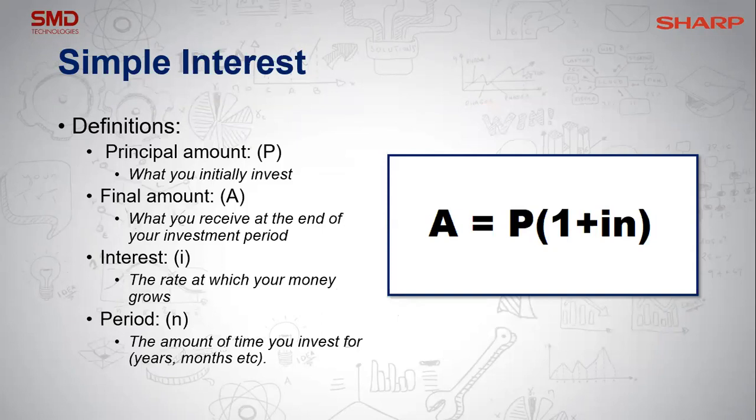So your P is what you put in originally. It's how much you want to invest at the starting point of your investment. Your A is the final amount that you receive. So it's what you're getting out after however long you leave your money in that investment account for. Your interest is the rate. So it's the percentage that the bank or whoever is willing to pay you to borrow or keep your money safe. And then of course the period is the amount of time you invest in years and months, etc.